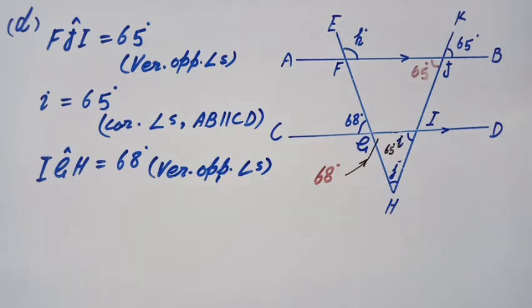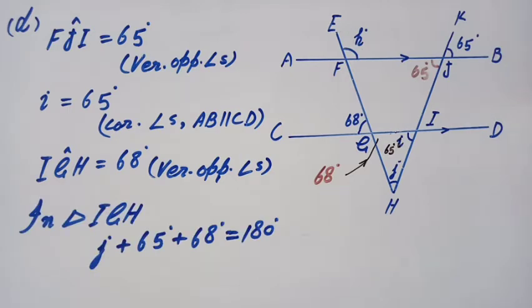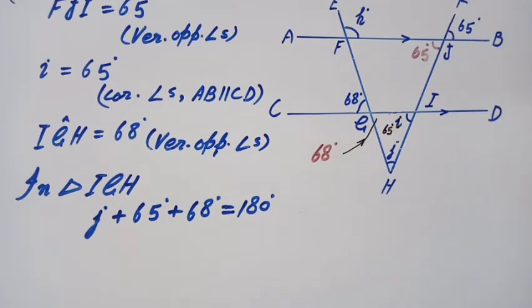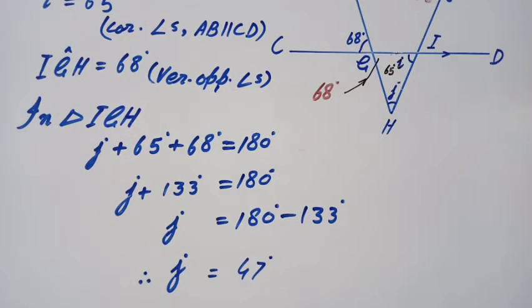Now consider the triangle IGH. Because of the sum of all the internal angles of a triangle, J plus 65 plus 68 equal to 180. Now solve it just like an equation. J plus 133 equal to 180. 133 shifted to the other side with change in its sign. Hence J equal to 47 degrees.